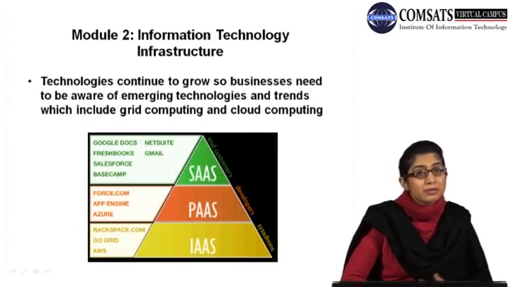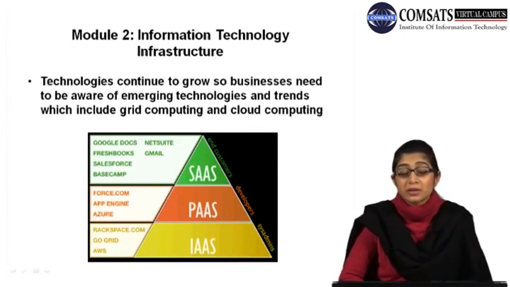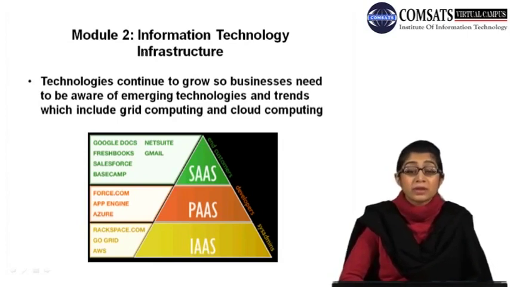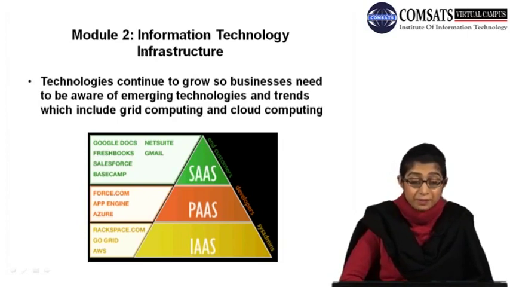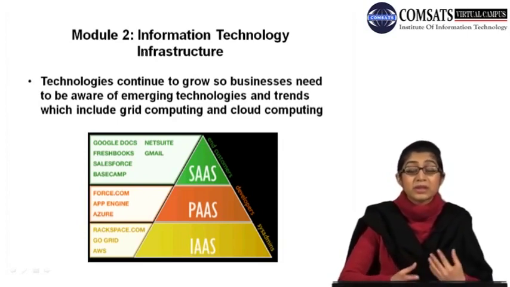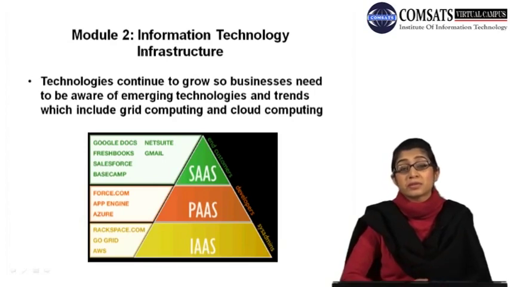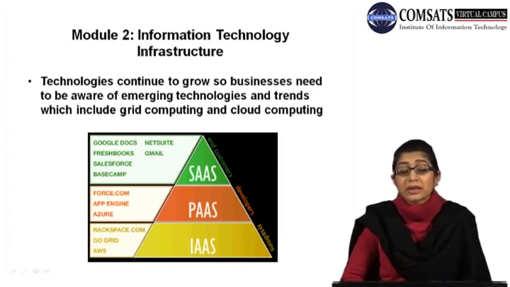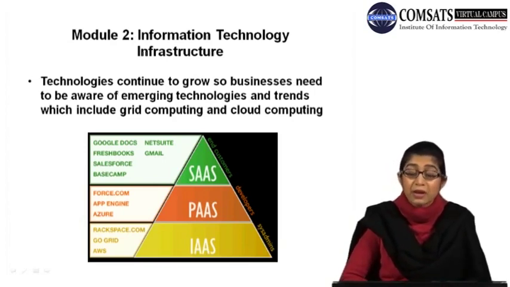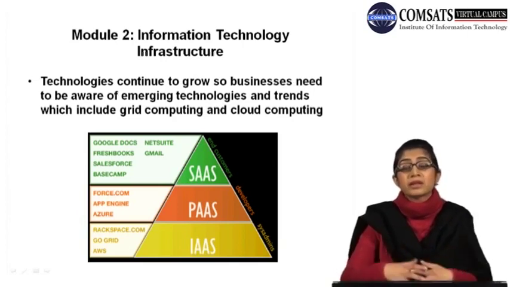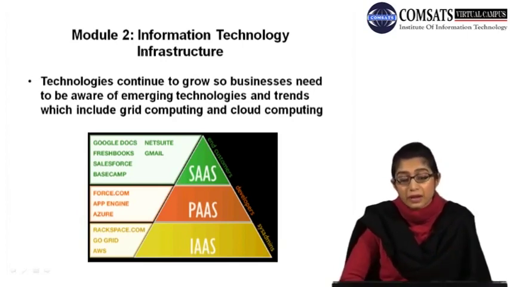Right जी. Next we had moved on to the other chapter जिसमें हमने emerging technologies के बारे में पढ़ा था. Why? Because technologies continue to grow, so businesses need to be aware of the emerging technologies as well as the trends. और जो हमने different emerging technologies और trends पढ़े थे, उसमें the very prominent one was the grid computing and cloud computing. Cloud computing again was providing different kind of services on the cloud.